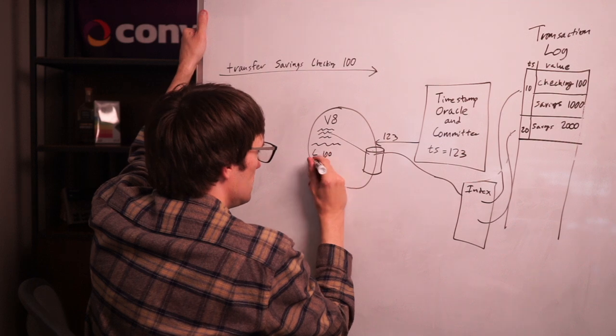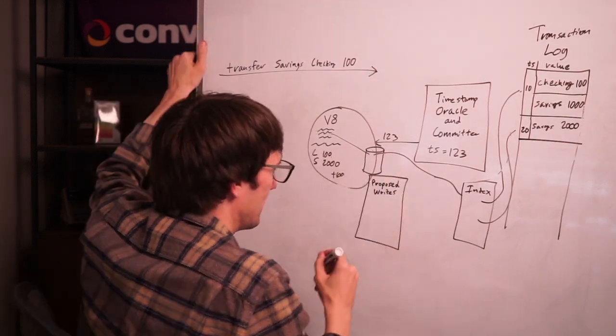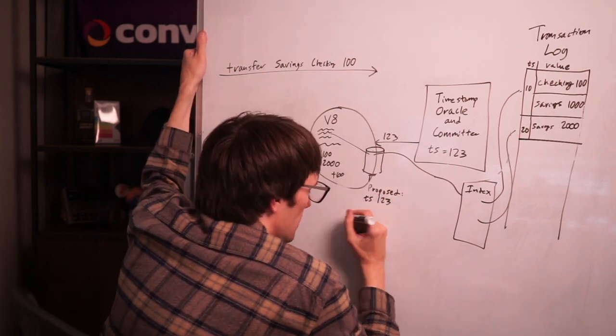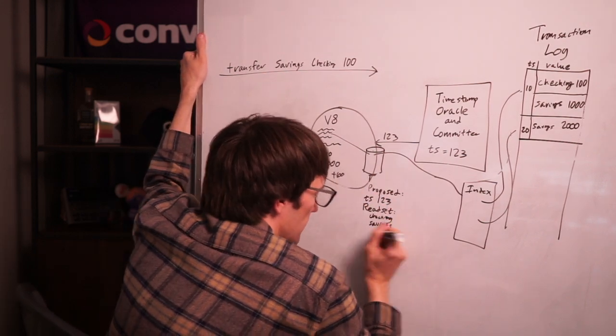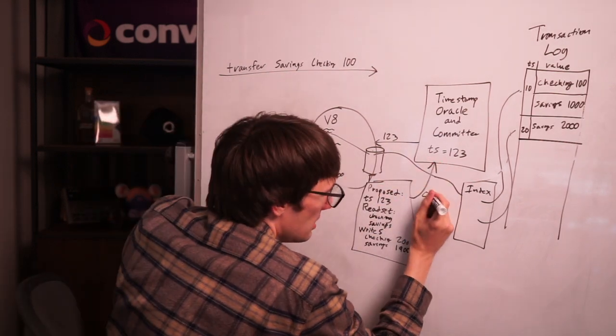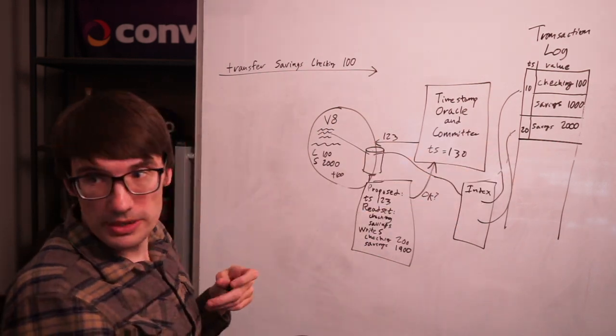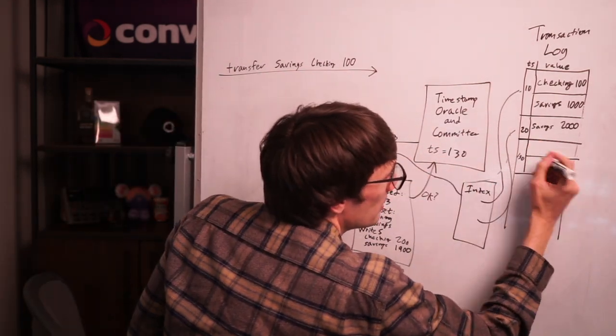So we read checking, it's 100. We read savings, it's 2,000 it looks like. And then we have some proposed writes along with a read set that we used to get those writes and the time at which we read those. We submit that to our committer, and it says, yeah, sure, I see no other transactions that have modified the things that you have read in that time.